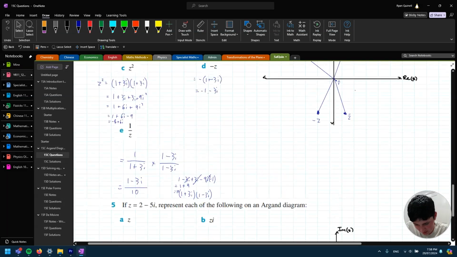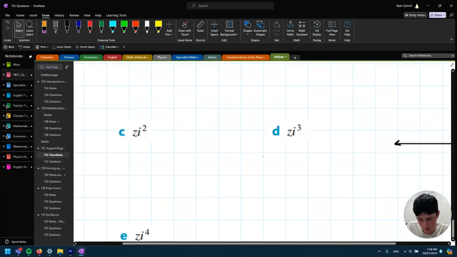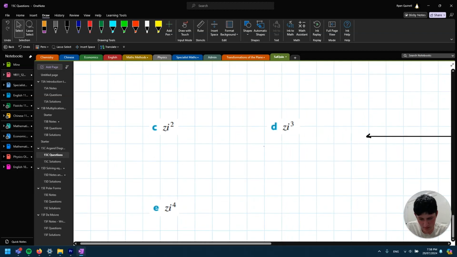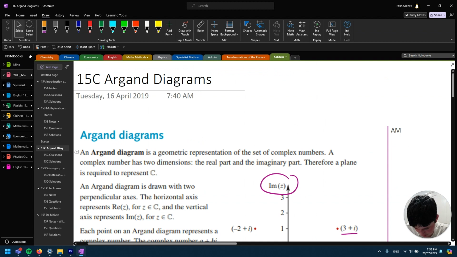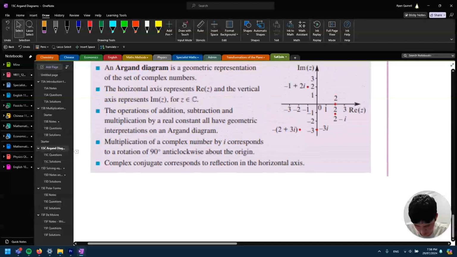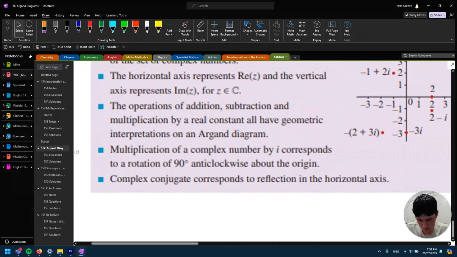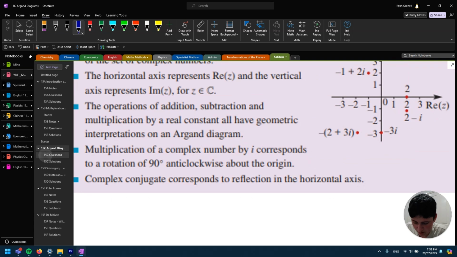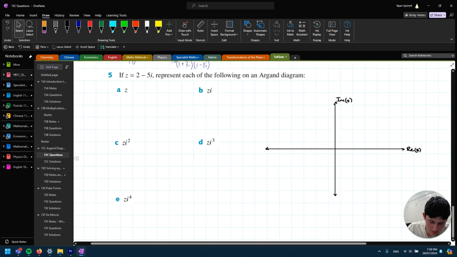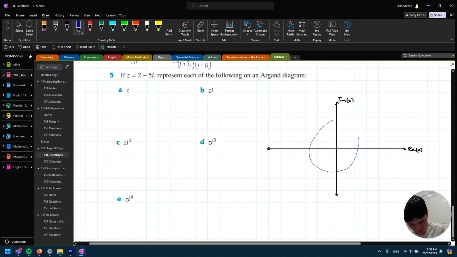You get the point. Z times i. Now if we remember back to the rule here, multiplication of a complex number by i corresponds to a rotation of 90 degrees about the origin. Which means we're just going to keep circling, essentially.